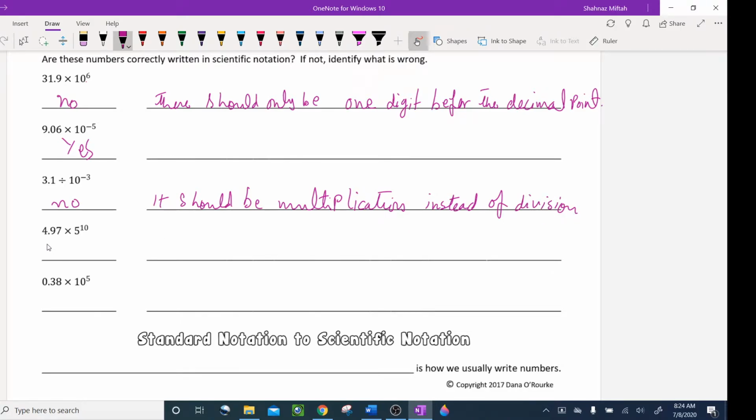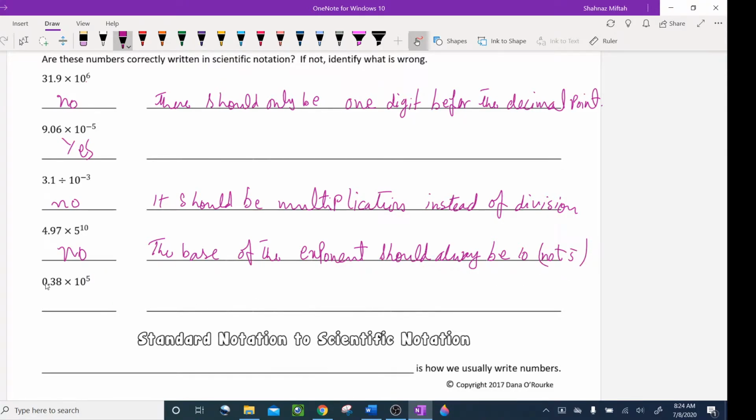Okay. 4.97 times 5 to the power 10. That's one digit before the decimal, perfect. Multiplication, good. This is not good because the exponent base always has to be 10, not 5. So that's no. So the base of the exponent should always be 10, not 5.